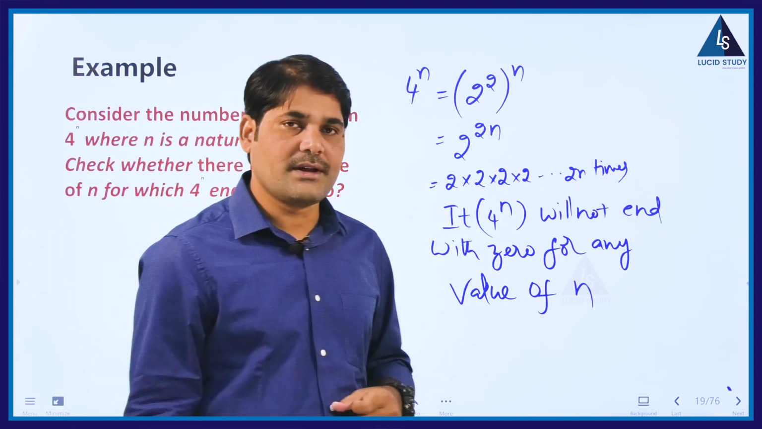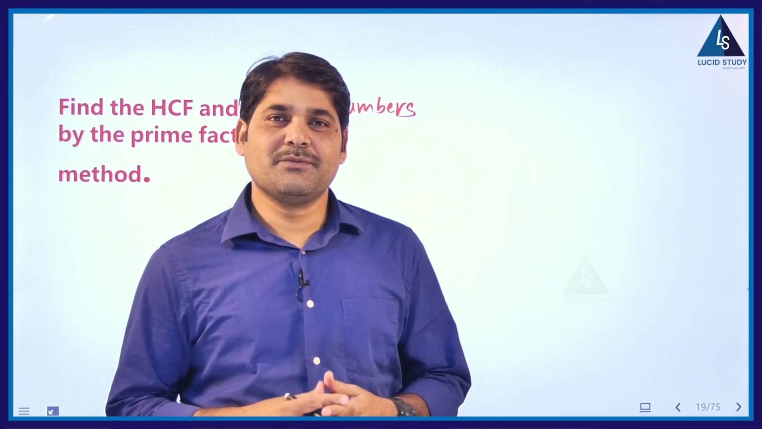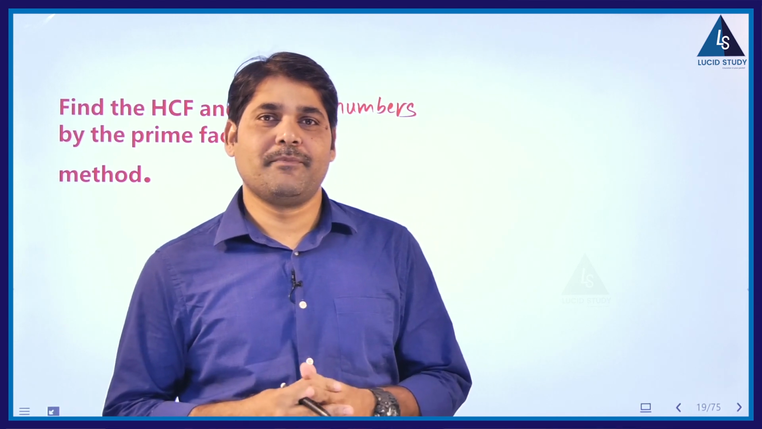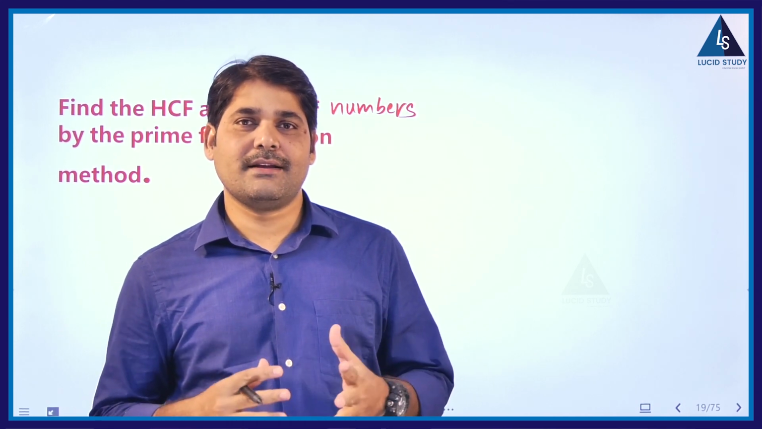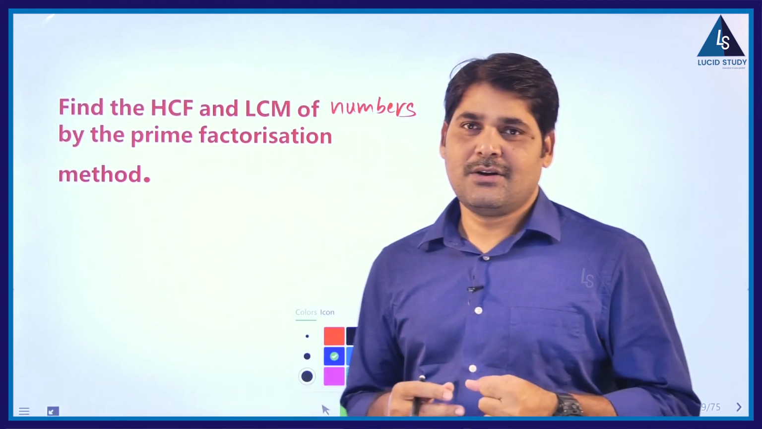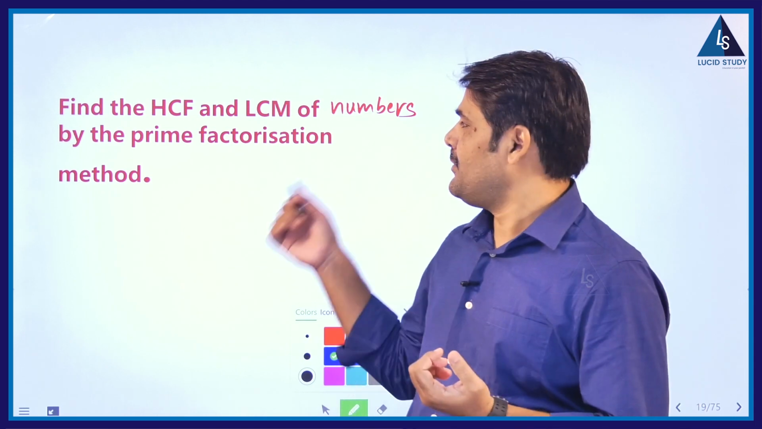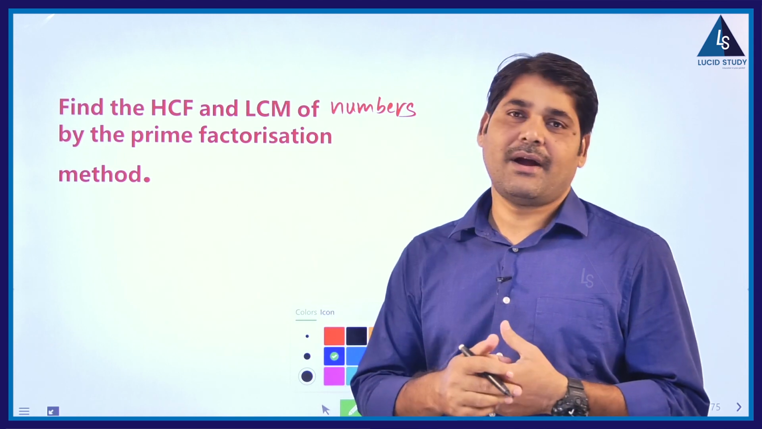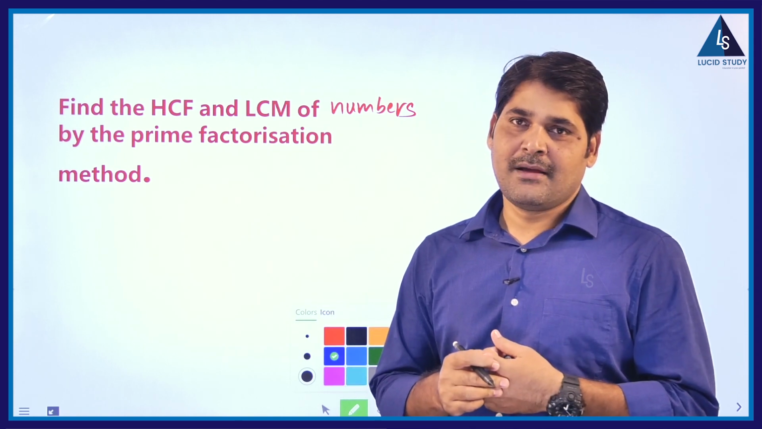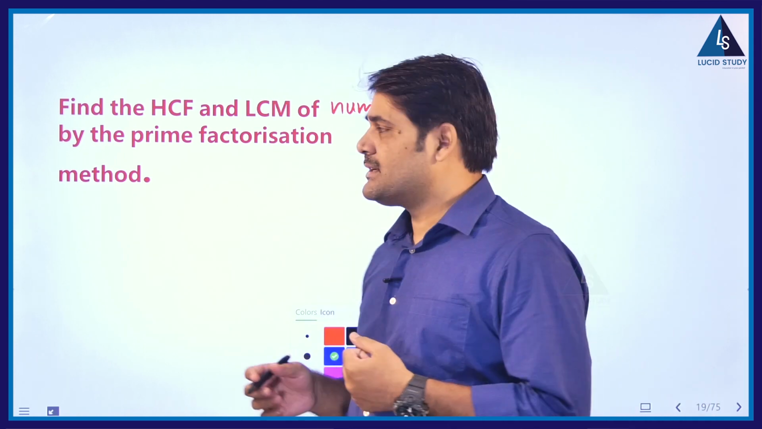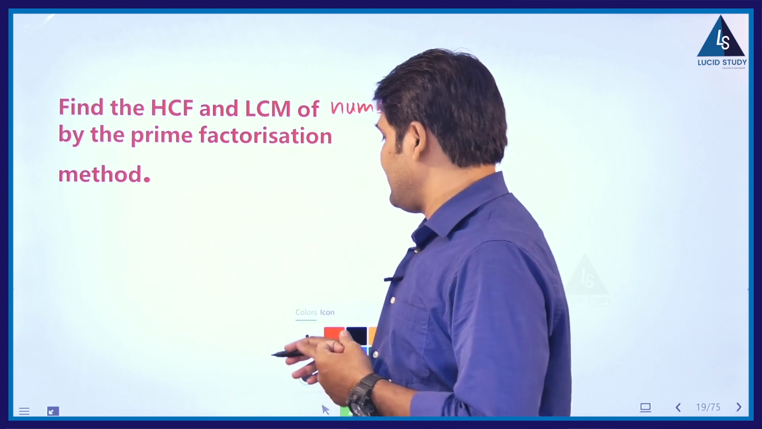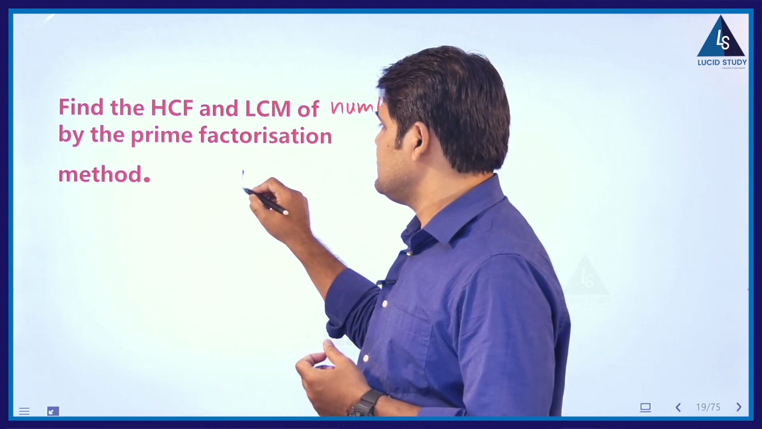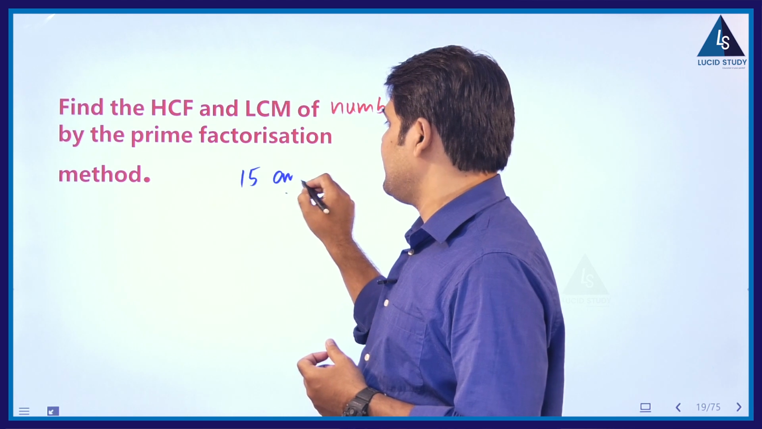More examples we can discuss. By using the fundamental theorem of arithmetic, we know that we can factorize any composite number. Another application of the fundamental theorem of arithmetic is to find the HCF and LCM of given numbers. That method is called the prime factorization method. Suppose two composite numbers are given to you. I will take 15 and 18.